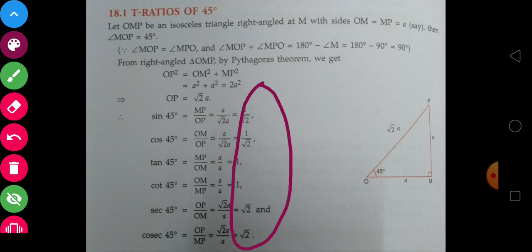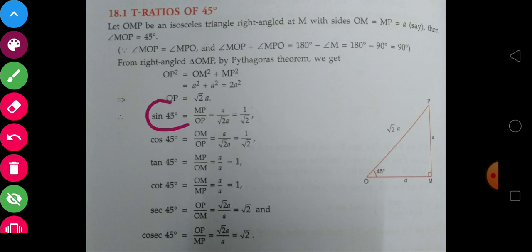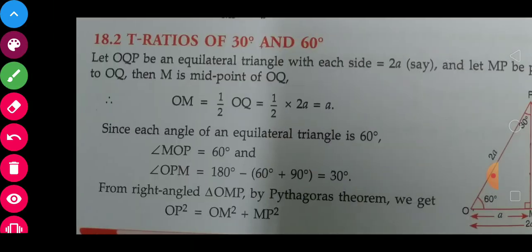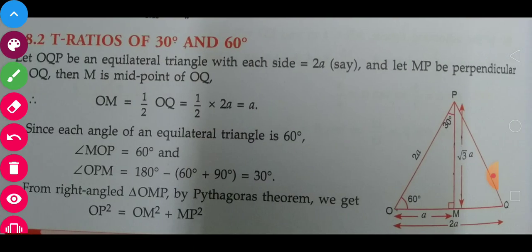So you have sine 45, you have cos 45, you have tan 45, you have cot 45. We need to remember these values for all the trigonometric ratios for 45. At last we will see a table which will be easier for us to remember. But this is how we find the trigonometric ratios of the angle 45 degree. Now let us see how to find the trigonometric ratios of the angle 30 and 60 degree.